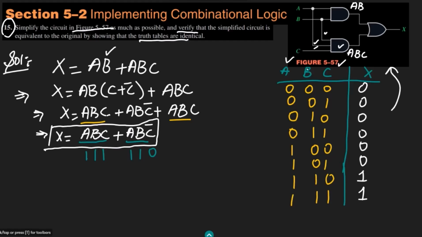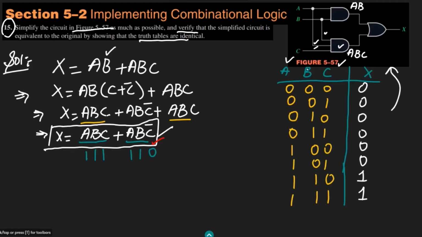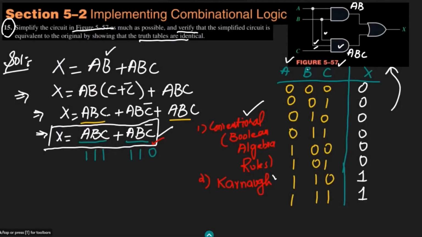After it, I can also simplify this expression by using two methods. One is the conventional method, which is based on the Boolean algebra rules, and the second method which I can use is the Karnaugh map. Here I am going to use the first method. You can also apply the Karnaugh map method as well, but here I am going to use the first method.